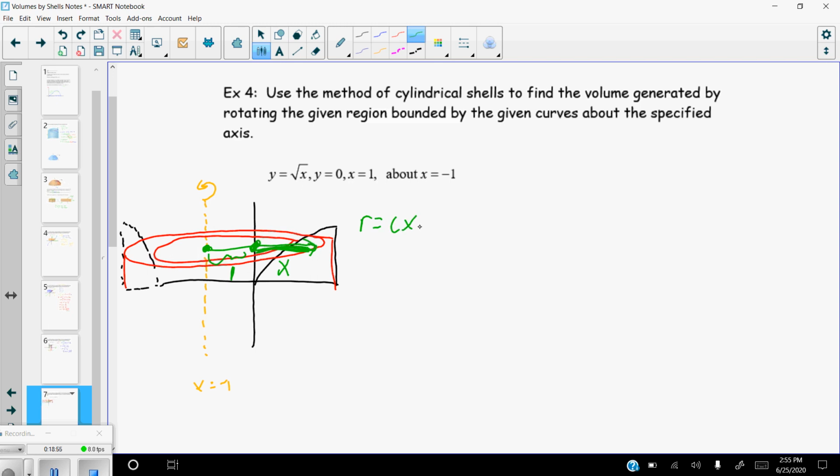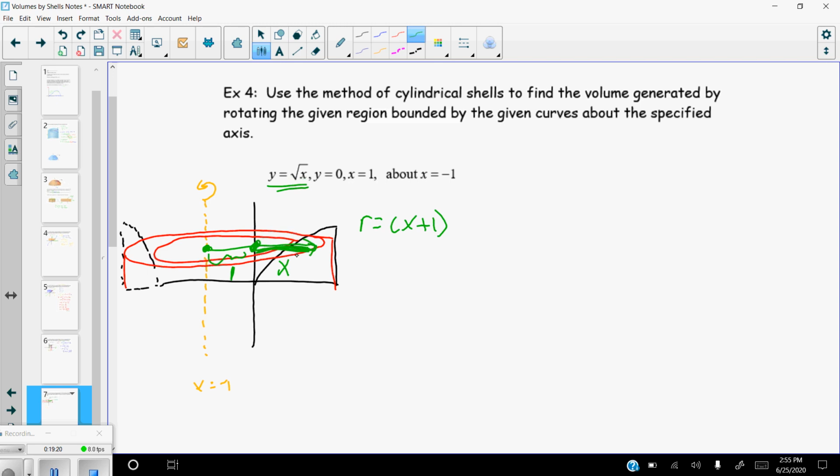The radius has been changed by a unit, because remember, x is measured from the y-axis. That's how x is measured. That's an x distance. We added the extra 1 unit because of where we're rotating this. Nothing else really changes in this case. The height is still going to be your function, y equals the square root of x, and the thickness of each of these pieces is still just a dx.